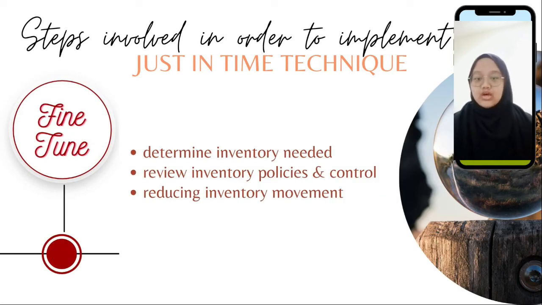Little changes are made to management in order to attain the greatest or intended results in the organization. So in this phase, the organization needs to focus on determining the inventory needed, and reviewing the inventory policies and control. They also need to focus on reducing the inventory movement in order to increase inventory efficiency. Basically, when it comes to fine-tuning, technology is absolutely useful. The required integration, automation, and data collection may all be accomplished with the correct technology.